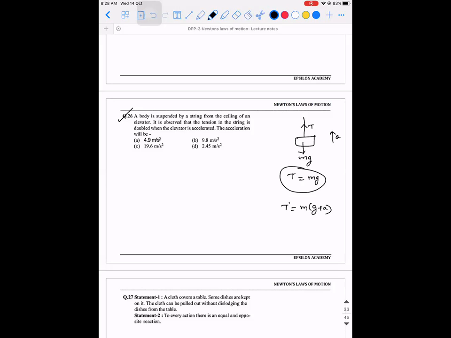So what is the new tension that is acting? 2T is equal to mg plus ma. But remember, mg is nothing but T. So T will be equal to ma. So what is the acceleration of the object? Sorry, any doubt? I said the answer. Okay.